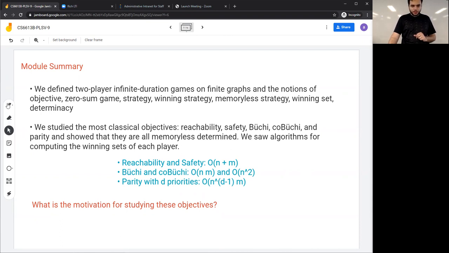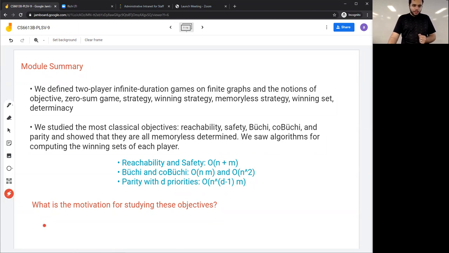For reachability and safety, we showed that the game can be solved in linear time. For Büchi and coBüchi, we had a classical algorithm that took order NM, and then we had the hierarchical decomposition algorithm, which took order N squared. And now for parity with D priorities, we found an algorithm that solves it in order N to the power of D minus one times M.